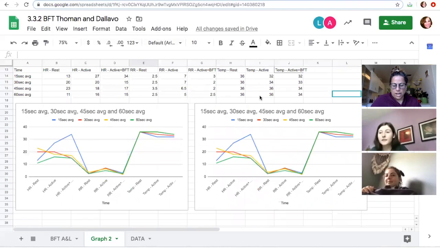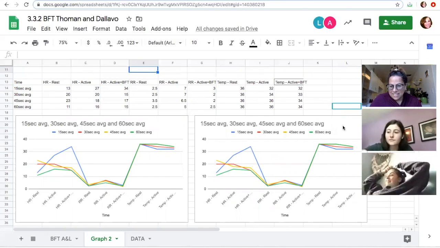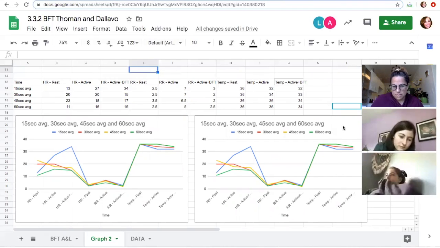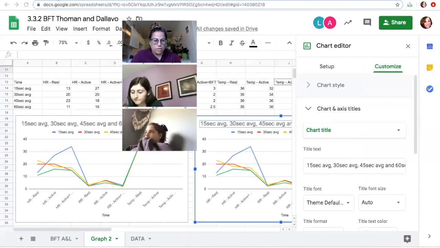Okay, looks pretty good, guys. It looks kind of wonky at first. It does look like a crane. So the problem is right now our time is what's being graphed. We don't want that. So we need to change this around a bunch. Double click on your chart so that you can get your chart editor up and ready to go.